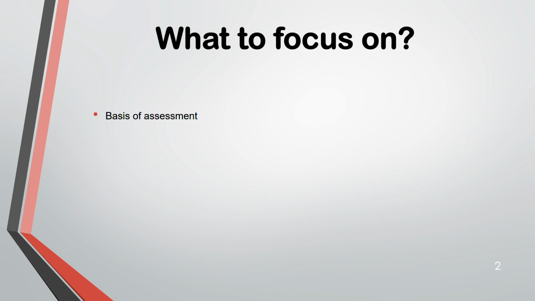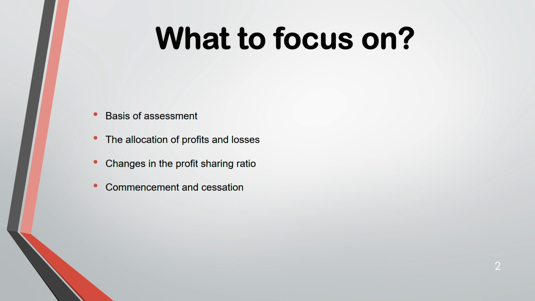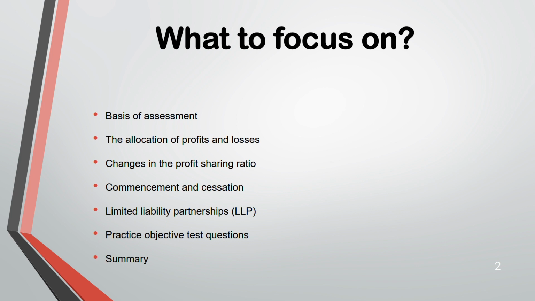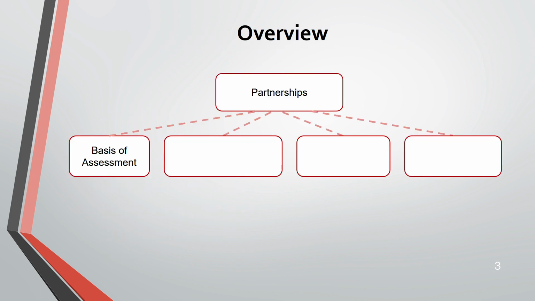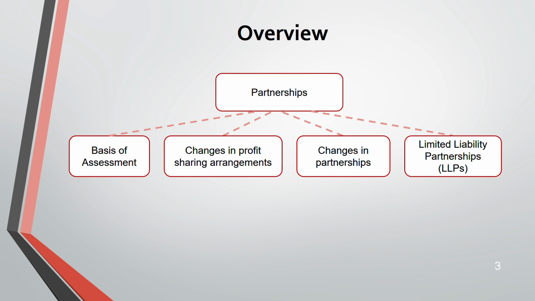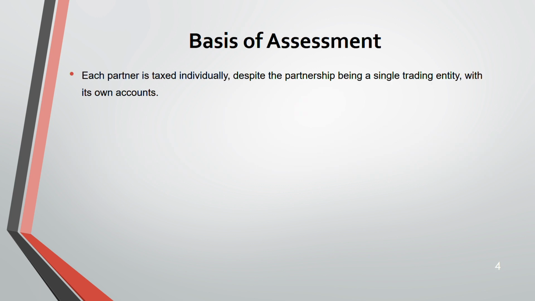Next, allocation of profit and losses, how profit and losses are allocated between partners, how to account for it when the profit sharing ratio changes, commencement and cessation of partnership, and limited liability partnership. Then we are going to do some questions and summary. So for partnership, the overview is basis of assessment, changes in profit sharing arrangement, change in partnership, and LLP. Let's start with basis of assessment.